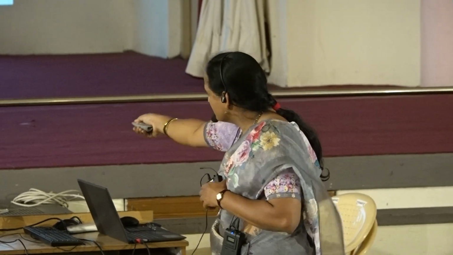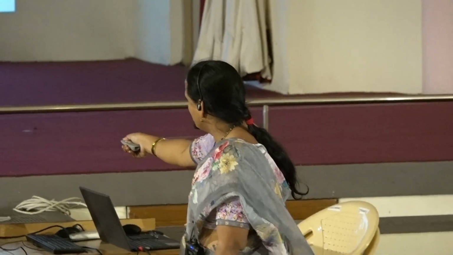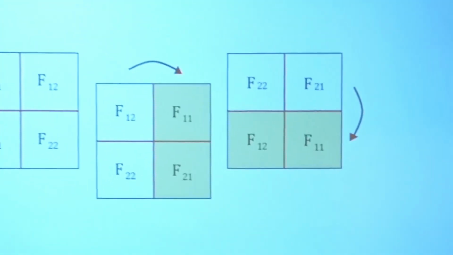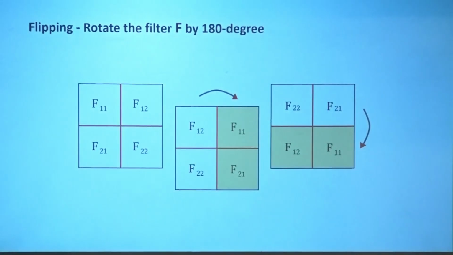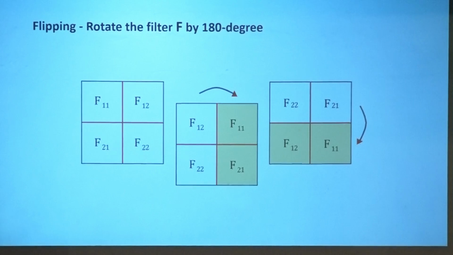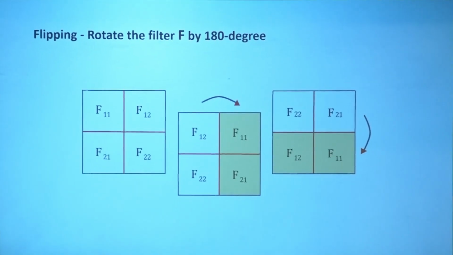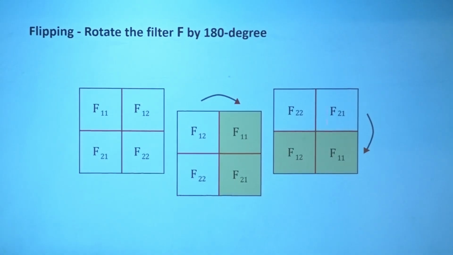The meaning is, look here, F11 is at the top left corner, it should come to the bottom right corner. The top right corner should come to the bottom left corner. So the elements should be flipped like this. That is the meaning of 180 degrees of rotation. So flip your filter, which is originally F11, F12, F21, F22, by 180 degrees, first 90 degrees like this vertically and then horizontally. Once you do this, this is the filter you will get.